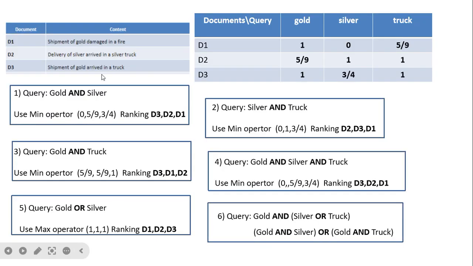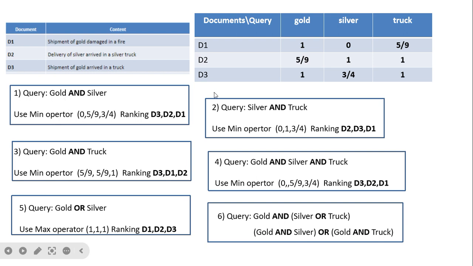Now first, our query is gold and silver. Now when AND is there, we require to pick up the membership with the minimum value. When OR is there, we require to pick up the membership with the maximum value. So gold and silver. So when we are using AND, then we are using the minimum operator.